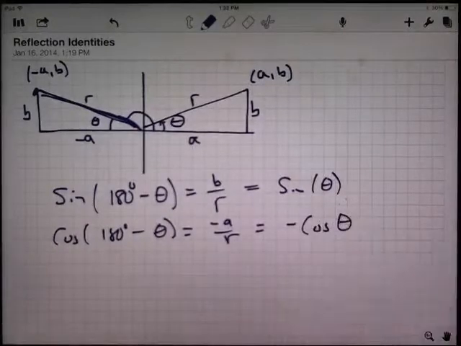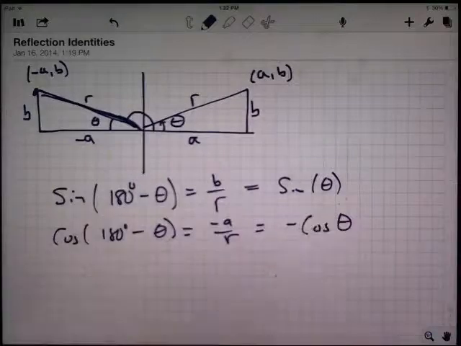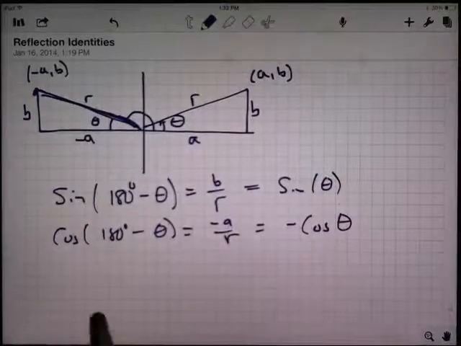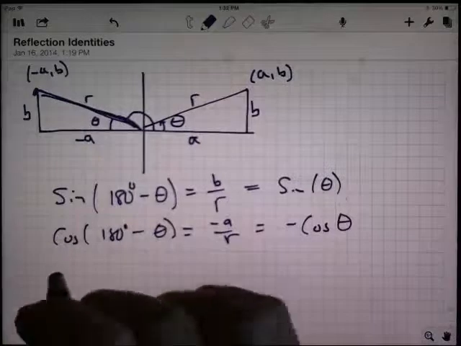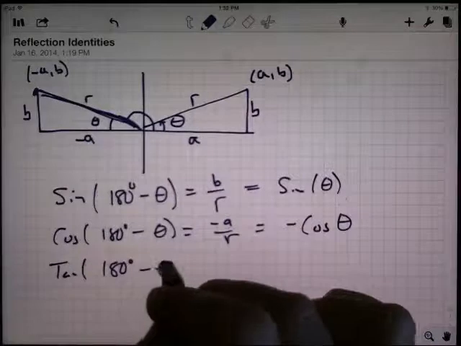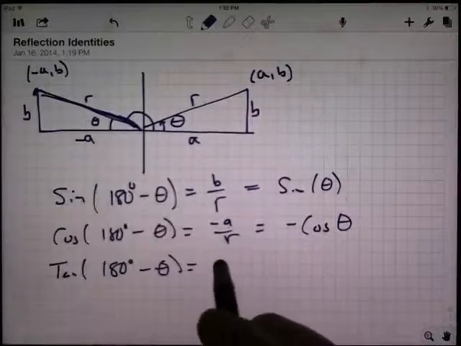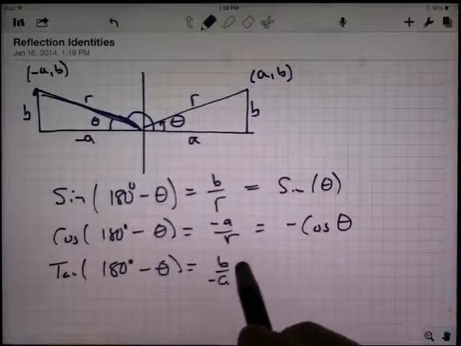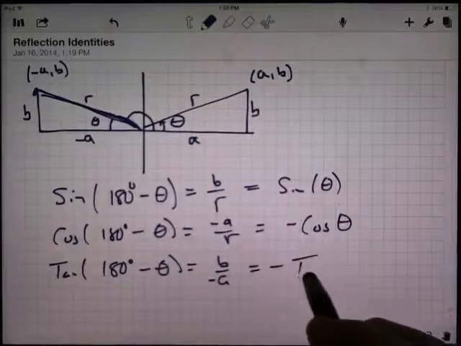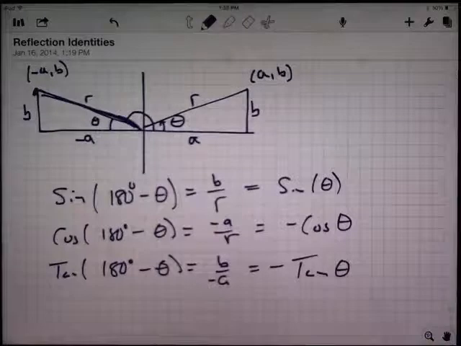Okay. So the sine of the supplementary angle was the same as the sine of the angle. The cosine of the supplementary angle is actually minus the cosine of the angle, because your x-coordinate changed sign. Likewise, the tangent of the supplementary angle is, let's see, what would it be over here? b over negative a. Well, b over a is the tangent of the angle without the minus sign, so this must be minus the tangent of the angle. Okay, so there's reflection across the y-axis.